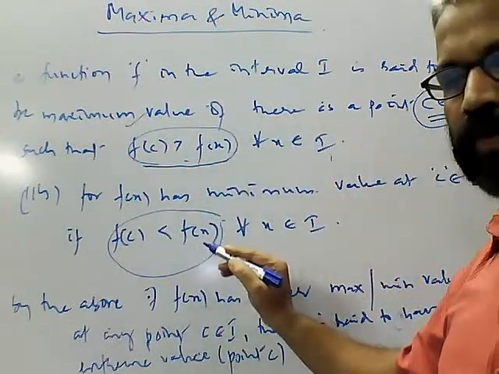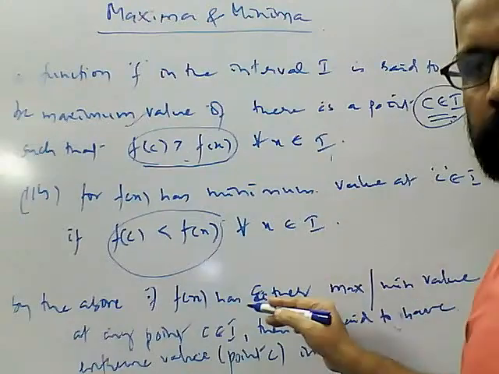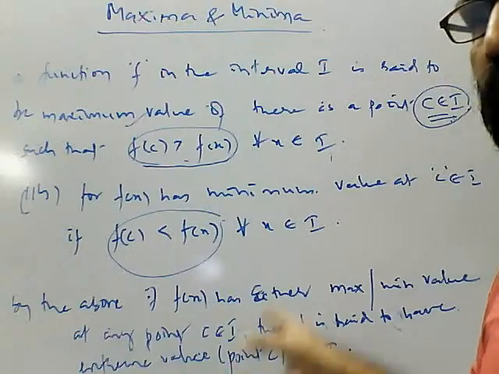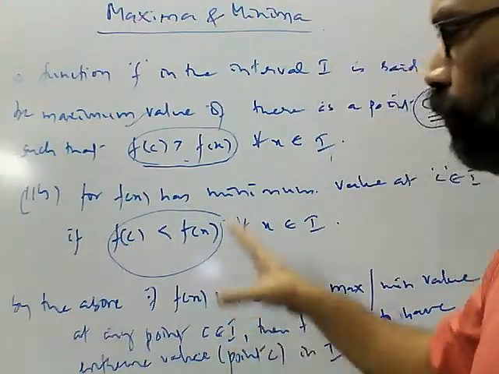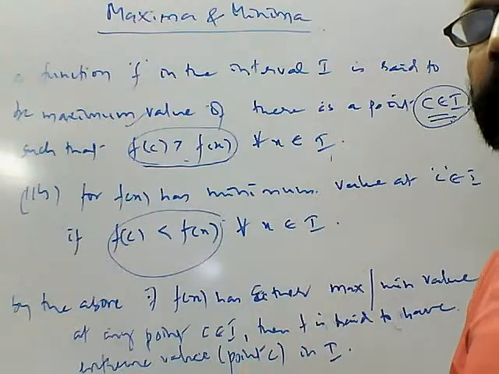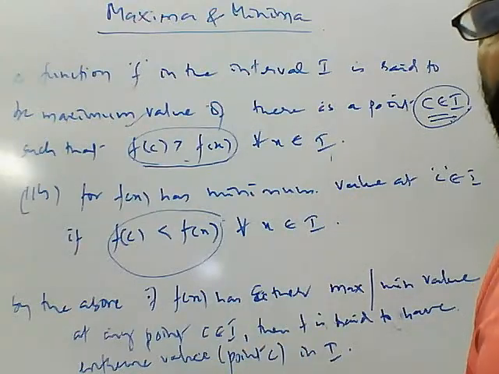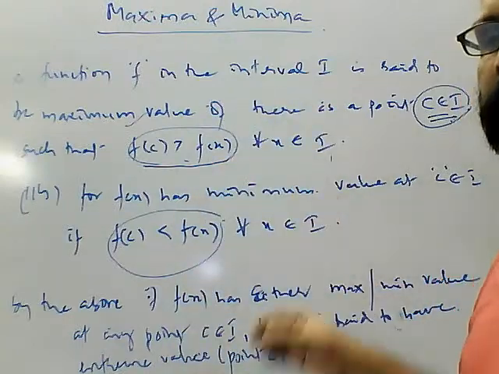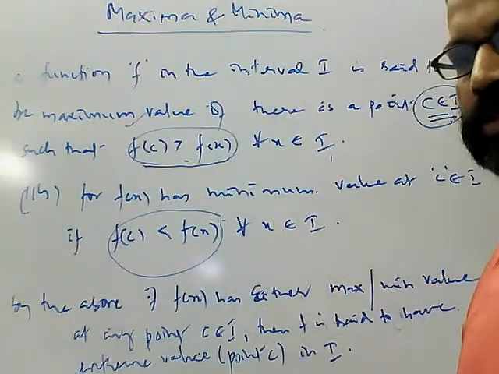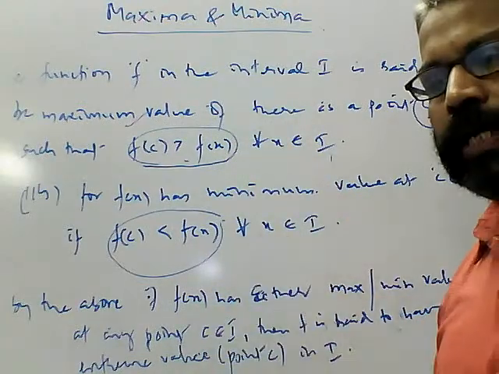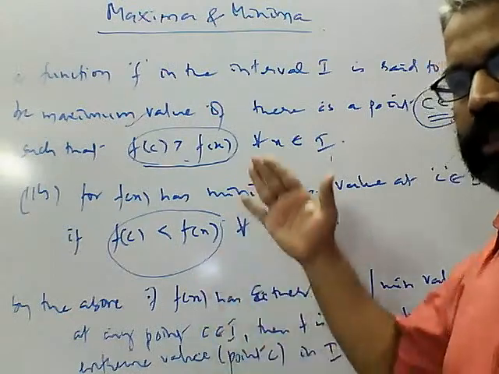If f of C is less than f of x for all x belongs to I at a point C, then it is called minimum value. If a function has either maximum value or minimum value, then it is said to have the extreme value, that is, the point of maxima or minima. Just note down. We'll discuss it very briefly, very clearly, very thoroughly. Just this is the definition. First, keep a note of this notation geometrically, and then applications we discuss very thoroughly.